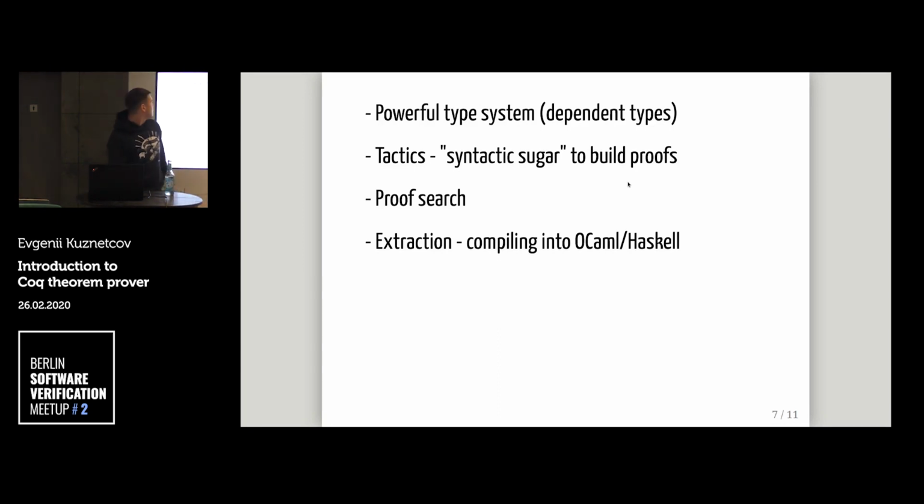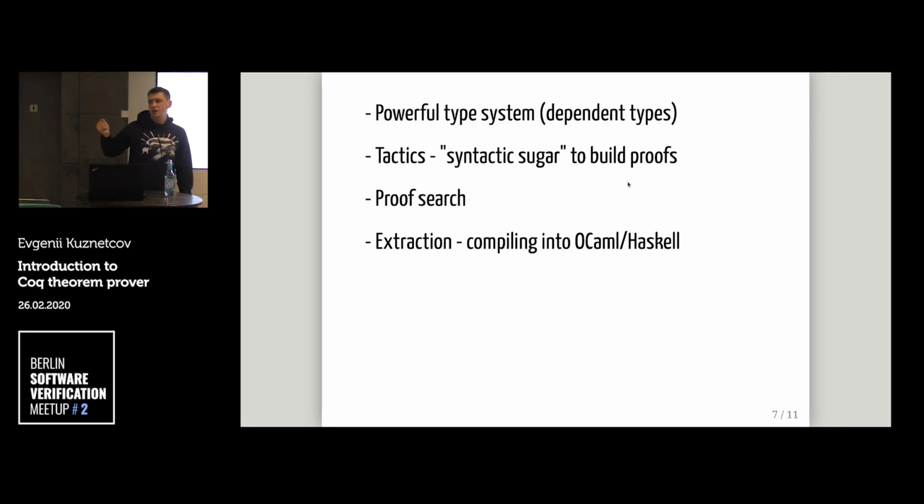So that's a list of the most important features of Coq. It has a powerful type system based on dependent types, which are powerful enough to describe almost all mathematical statements that you can imagine, and of course any properties that you can imagine in real-world programming. It also has tactics, a kind of syntactic sugar to make your Coq programs look more like mathematical proofs.